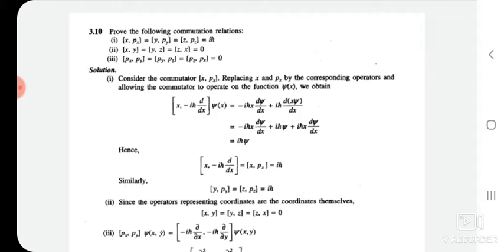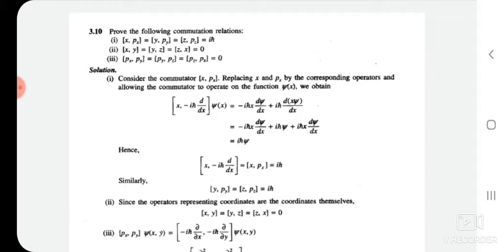In the last lecture, we completed our second chapter, in which we discussed eigenvalues and eigenfunctions as well as linear operators. Today, we are going to solve some numerical problems related to this second chapter.